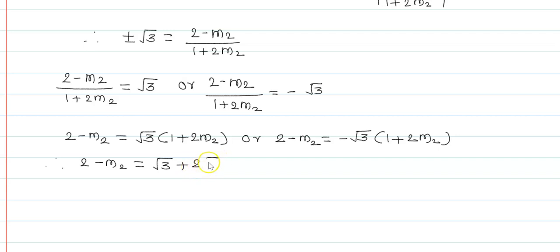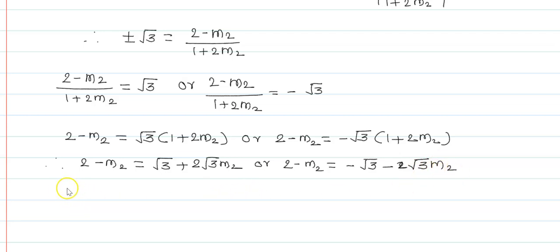Next 2 root 3 m2, or 2 minus m2 is equals to minus root 3, and next is a minus 2 root 3. This is the m2.